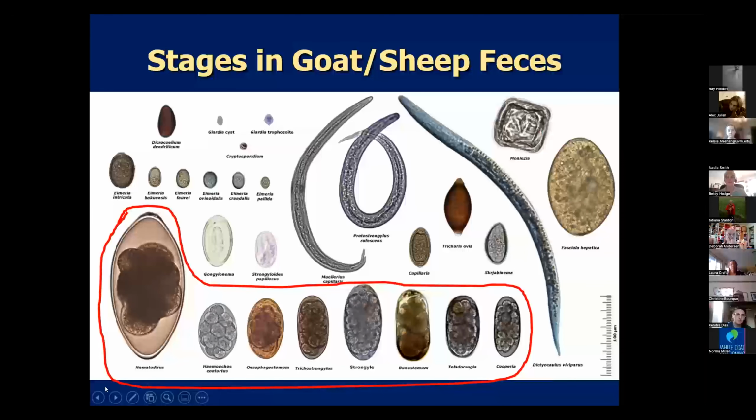So we're going to talk about stomach worms, and this is what we're looking for when we do a fecal egg count. Those ones that are circled are all very similar. You really can't tell them apart under the microscope, so chances are you have more than one kind anyway. This one over here, let me get my pointer back, is Haemonchus contortus, or the barber pole worm. As you can see, it looks very similar to the others. This one's a little bit bigger, but otherwise they look pretty much the same.